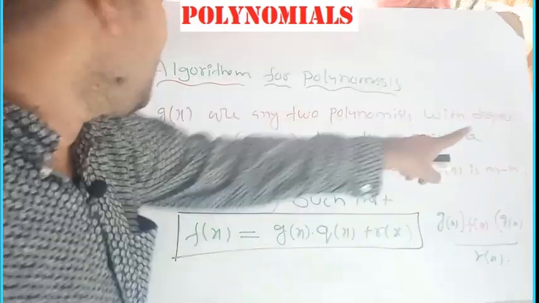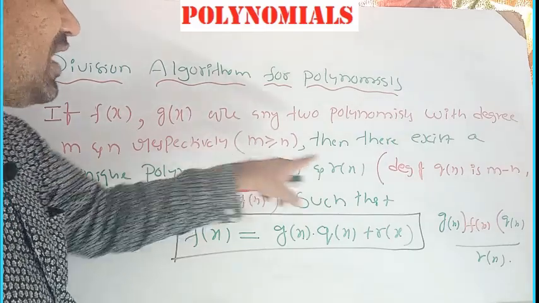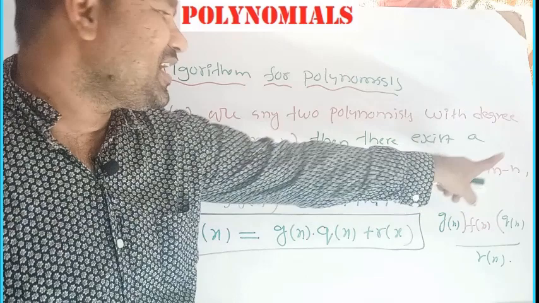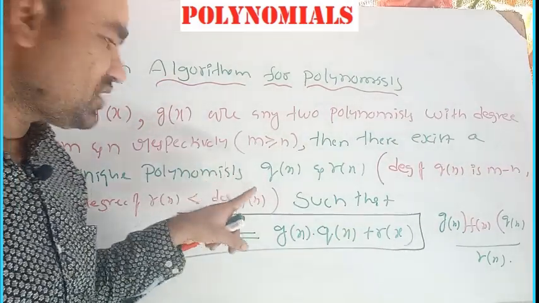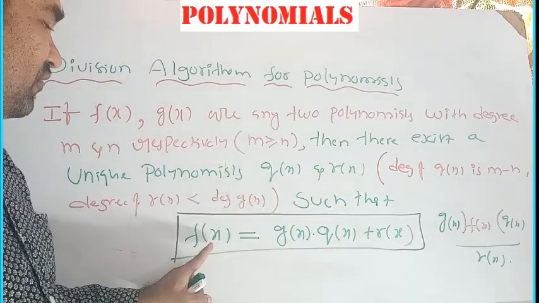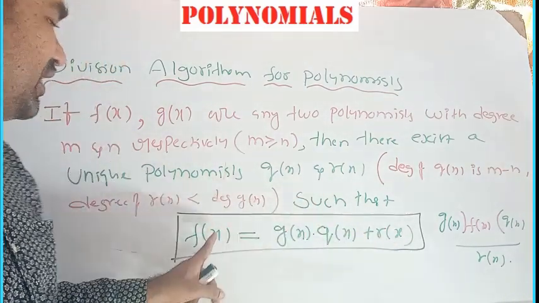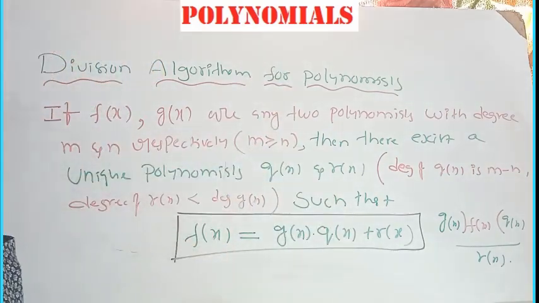Then there exist unique polynomials q of x and r of x, where degree of q of x is m minus n and degree of r of x should be less than degree of g of x, such that f of x equals g of x into q of x plus r of x, means dividend equals divisor into quotient plus remainder. This is called division algorithm in polynomials.